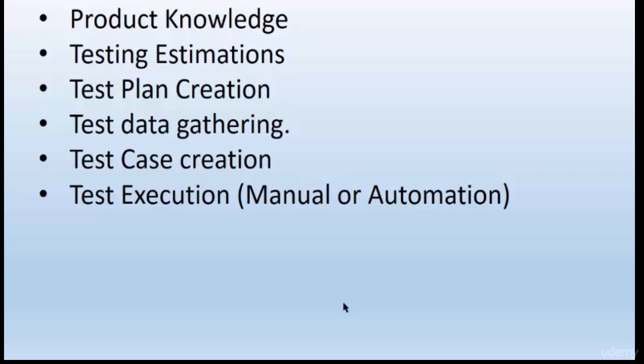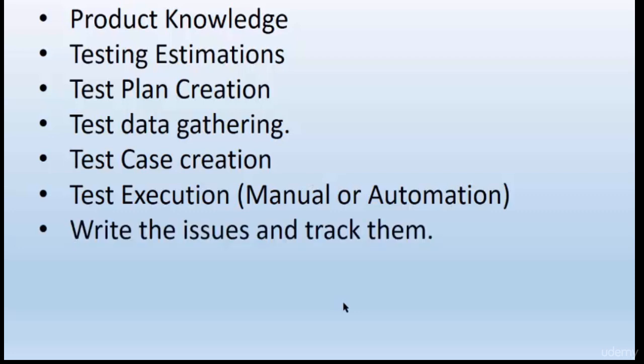After test execution is writing the issues and tracking them. So let's say you're testing and you see that this filter is not working correctly or a particular button is not the right color. Then you are going to report it, and for that you are going to use a bug tracking tool. You are going to write down the issues and report them to developers. Again, the developer fixes it and you're going to check it.